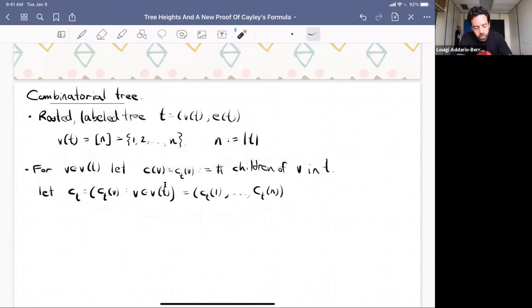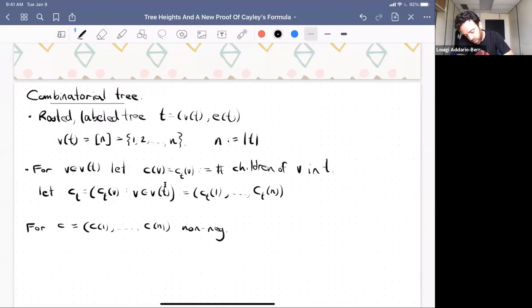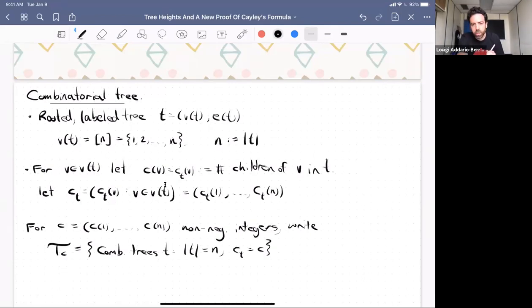This is just some notation about combinatorial trees, and now I want to define a set of combinatorial trees. This is the set of trees with a given child sequence. So if I'm given non-negative integers c_1 up to c_n, then I'll write script T sub c for the set of combinatorial trees that have size n and child sequence equal to this particular sequence c.